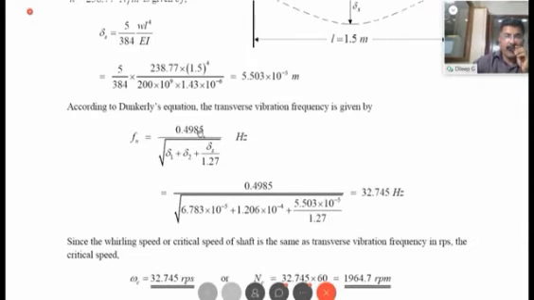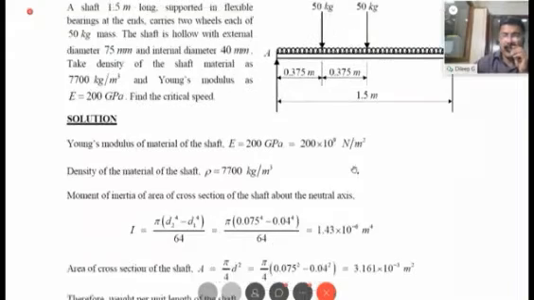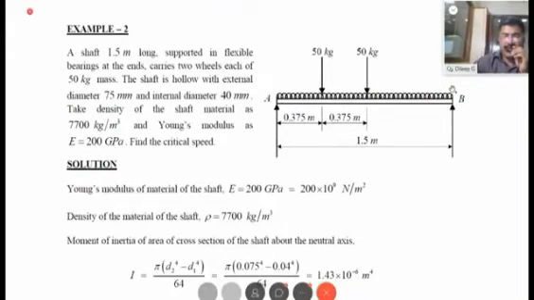Delta 1 is 0.4985 divided by the square root of delta 1 plus delta 2 plus delta S, divided by 1.27. So you have to find out delta 1 and delta 2, the deflection of the shaft under each wheel, as well as the deflection due to self-weight, the maximum central deflection. Now, whenever you get such a problem, the very first thing you have to do is find I, the moment of inertia of the area of cross section of the shaft about the neutral axis.